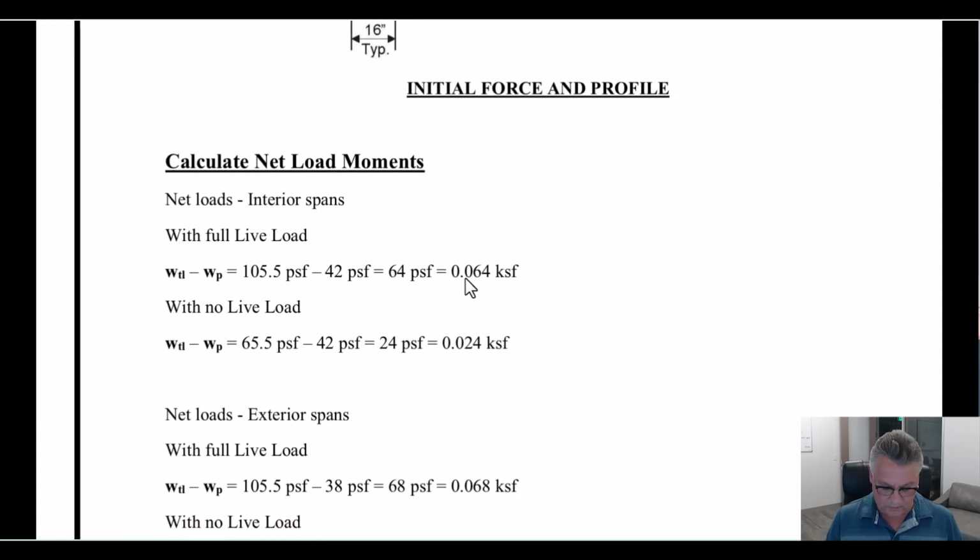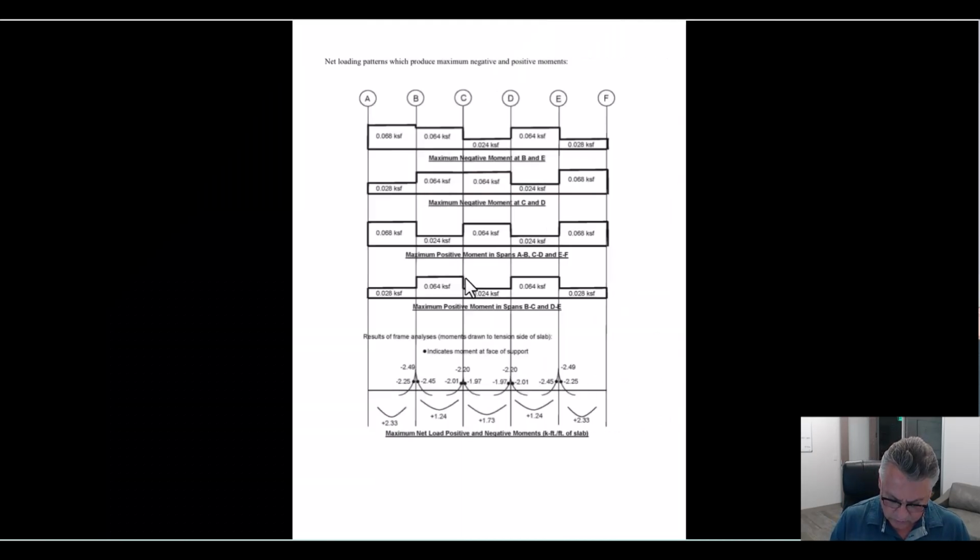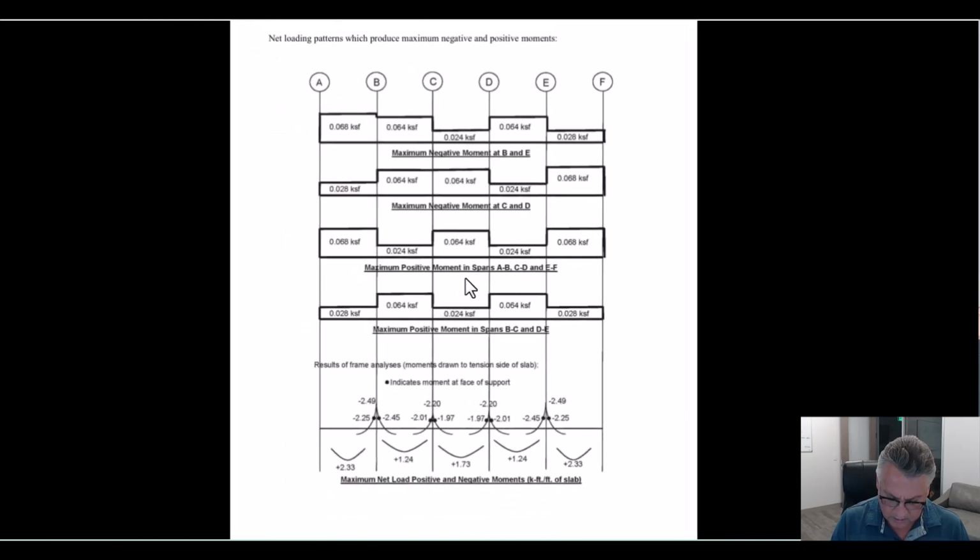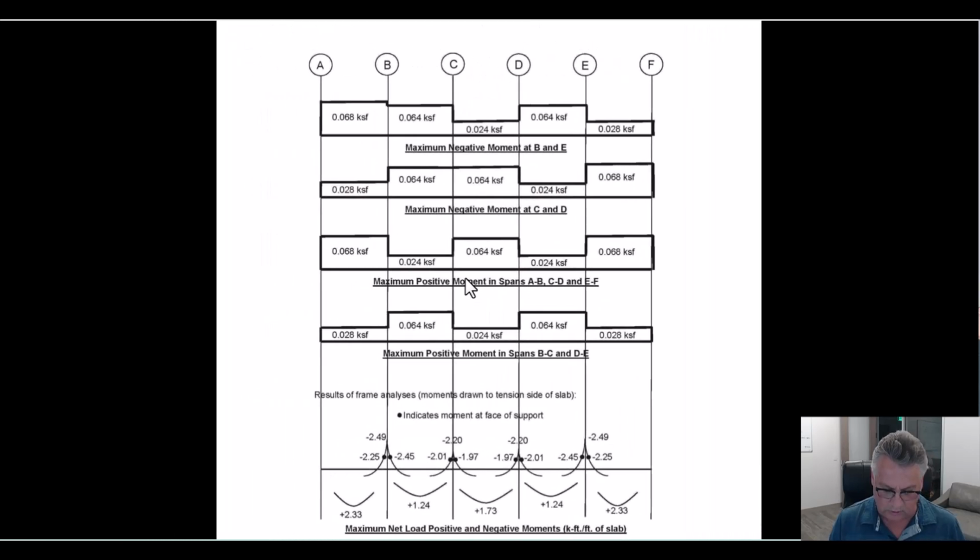We're also going to have to do something. I'm going to jump ahead so that you understand. We're going to have to do pattern loading, which means that we're going to use the computer program. PT Data is going to do this for us, but we have to come up with the pattern of loading by patterning the live load. You really can't do anything about the dead load. It's always existing in all the spans.